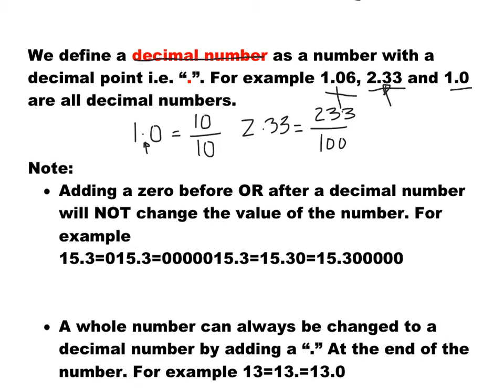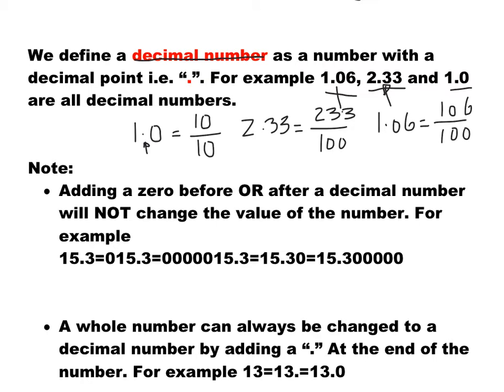The next one, let's say, is 1.06. 1.06 is the same as 106, but there are two digits to the right of the decimal point, so this means divide by 100. So this is another way of representing fractions with denominators which are multiples of 10. Now, one thing you have to remember about decimal numbers is that you can add 0 before and after the number.